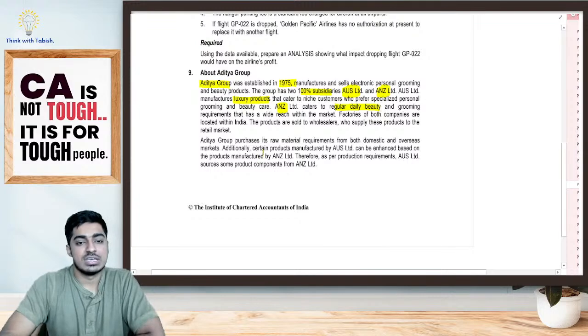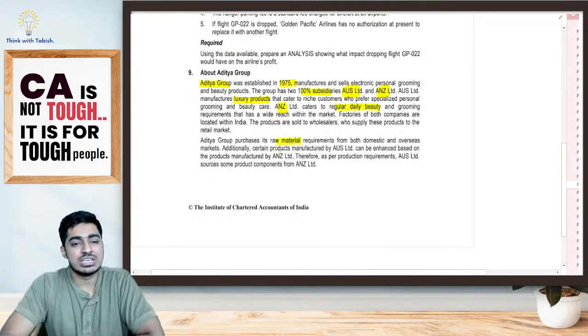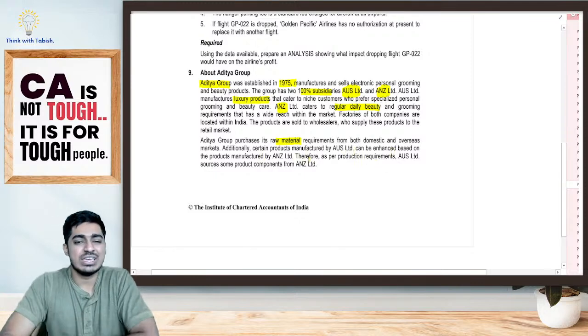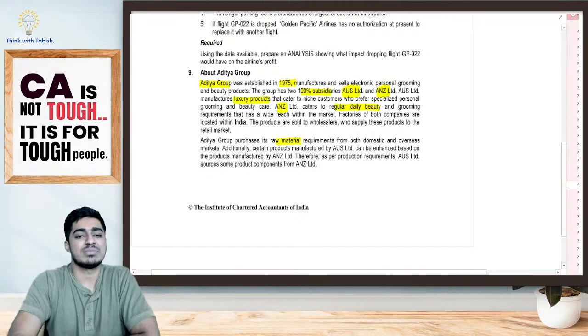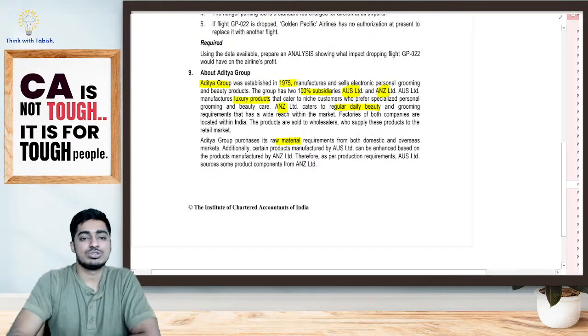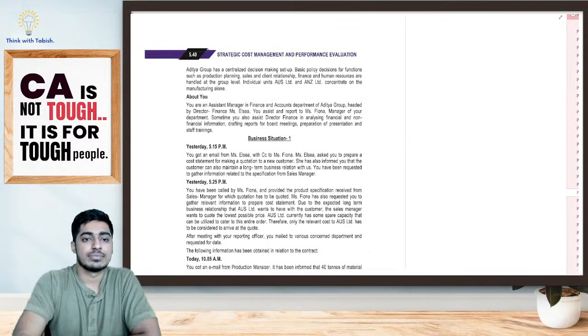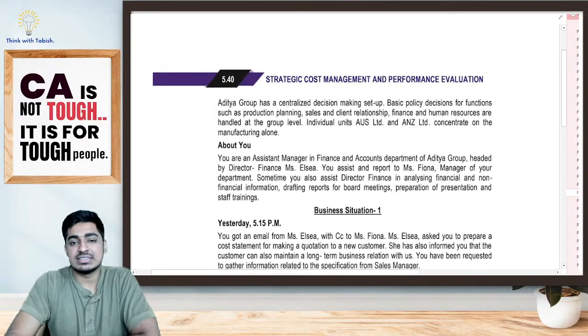Next, look at this. It purchases raw material from domestic and international sources. Again, products manufactured by AUS can be enhanced based on the products manufactured by ANZ. Therefore, as per production requirements, the complete story is there, which is of no use at all. It is telling us it has a centralized decision making setup. All these things are given.